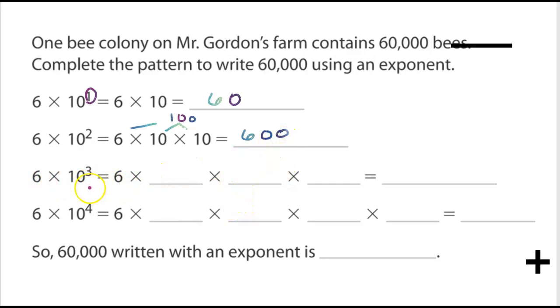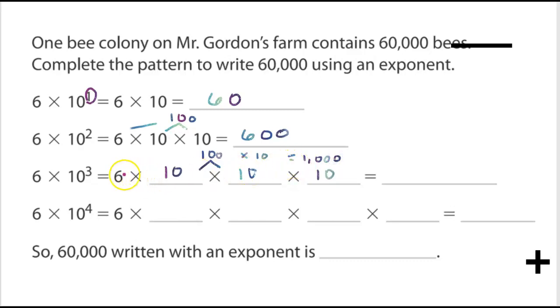So here we've got to do a little bit of work. 6 times 10 to the third, or 6 times 10 to the power of 3. So this really means 6 times 10 times 10 times 10. Well, I know that 10 times 10 is 100, and 100 times 10, if you can guess, this is a good time to pause to see what you think. 100 times 10 is 1,000.